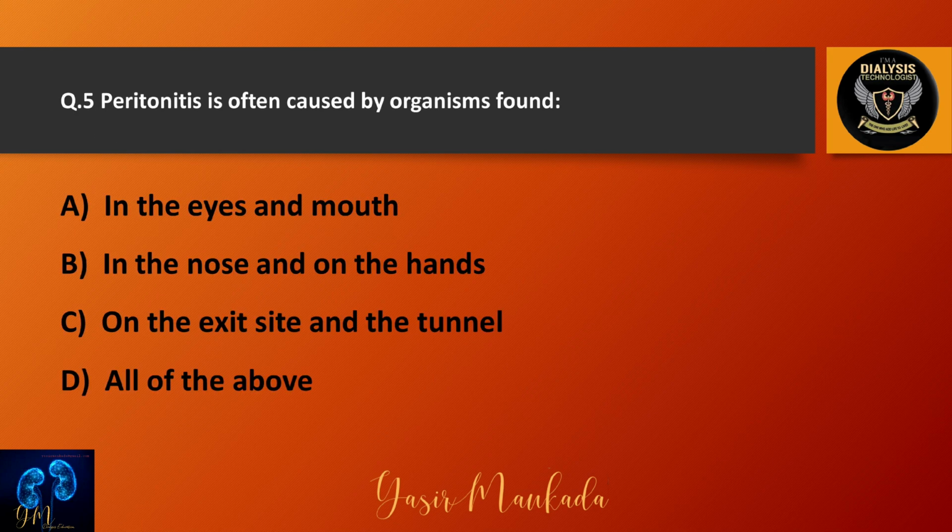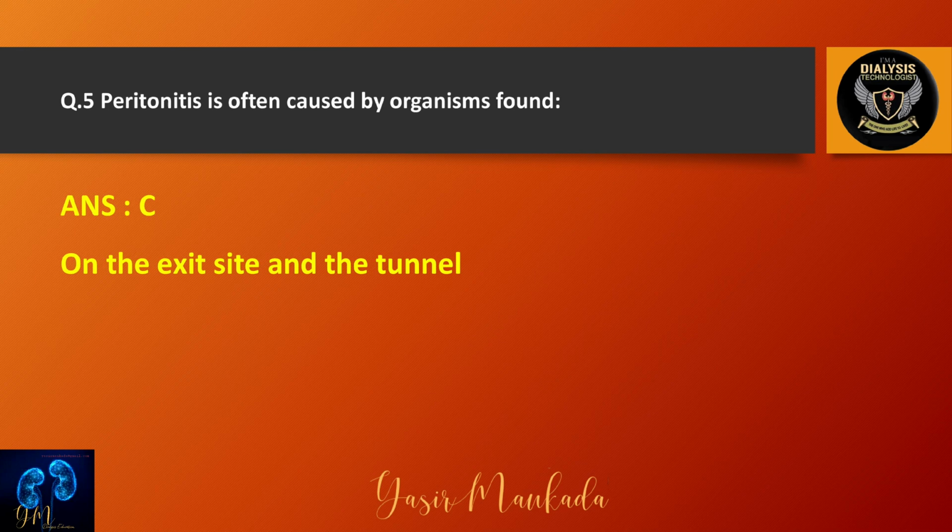For pediatric it is 15:2. Next question is, peritonitis is often caused by organisms found: option A, in the eyes and mouth, option B, in the nose and on the hands, option C, on the exit site and the tunnel, option D, all of the above. So let's discuss the prevention of peritonitis.